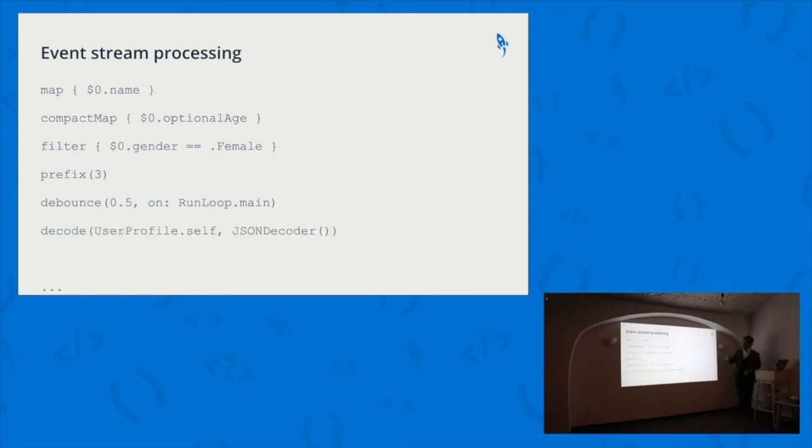This one's my favorite. What this operator does is it's a decoder. It's a decoder in one simple call, and if the user profile is JSON decodable, then you can just pass the stream of data into this and get a stream of user profiles out of it. So this is really awesome.